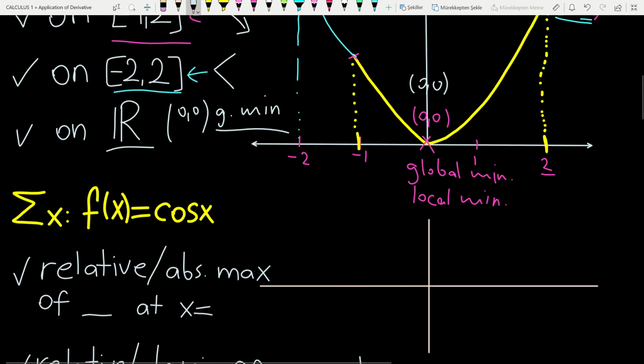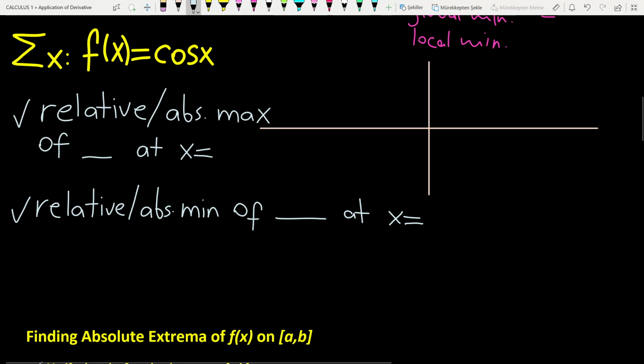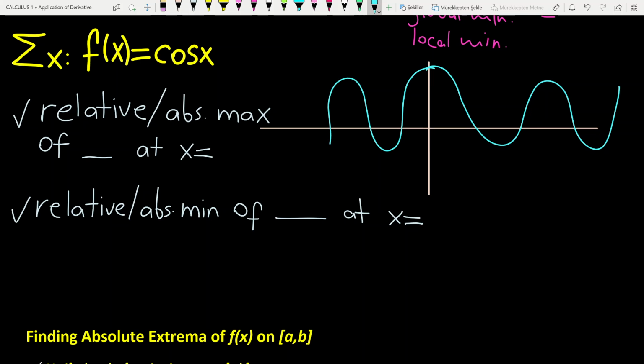Let's look at the second example, the cosine function. I think you know the graph of the cosine function is something like this, and it is periodic. This is the point 1, this is the point minus 1. If you look at the graph of cosine, you see that the cosine function has extrema, relative and absolute, that occur at many points.